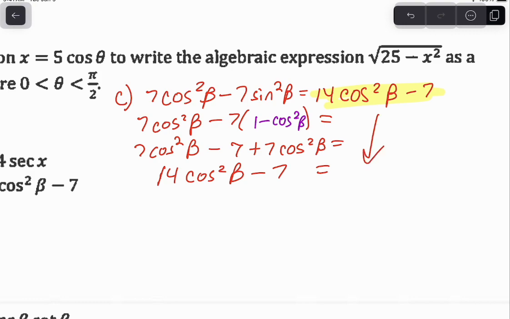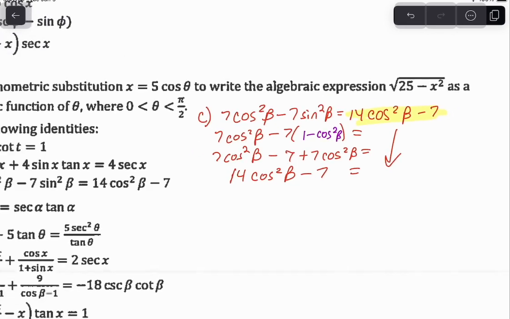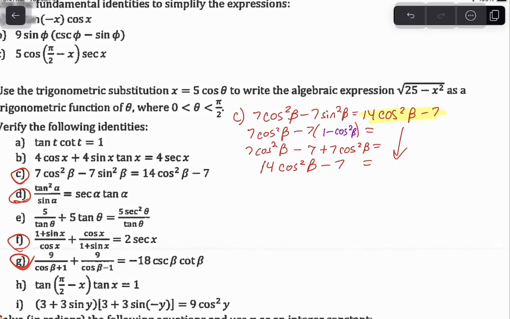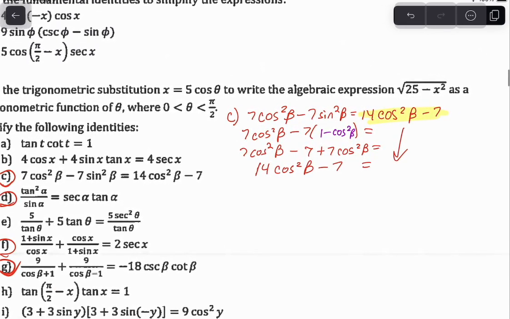Now remember, you only manipulate one side at a time, so please make sure you're only doing that as you go through this process. So that's one where we have use of our Pythagorean identity.